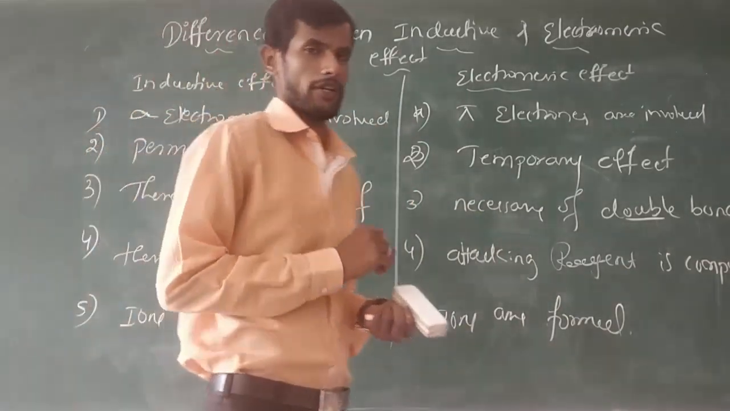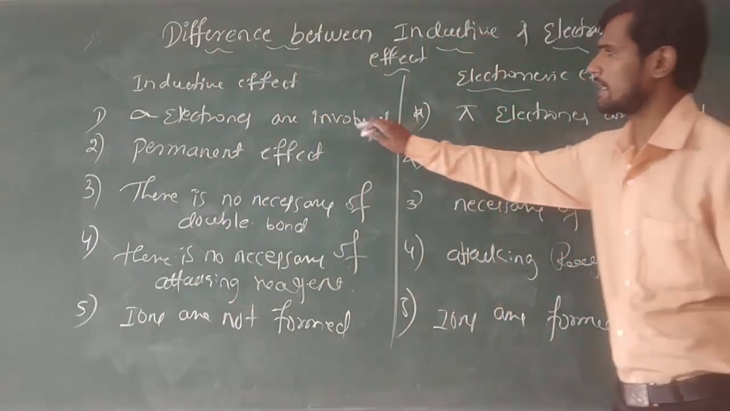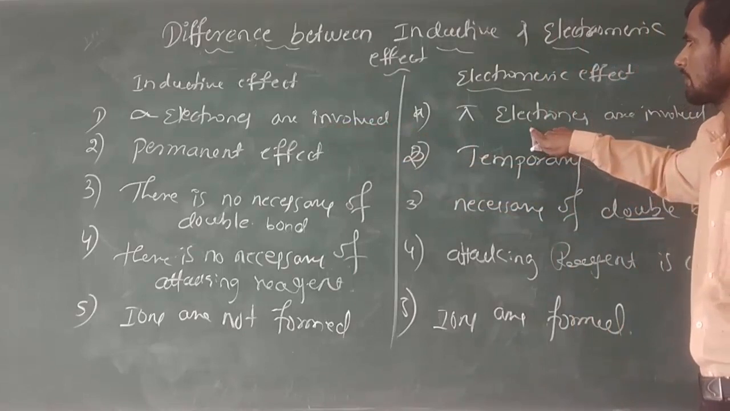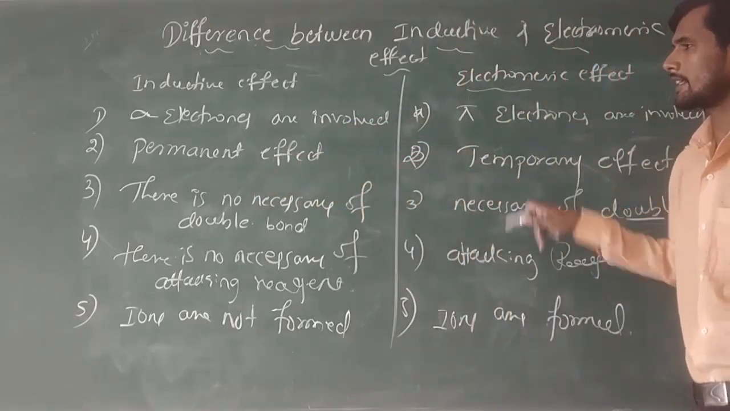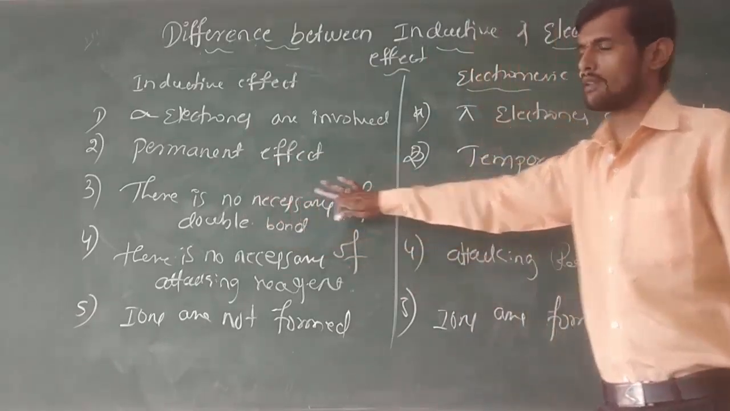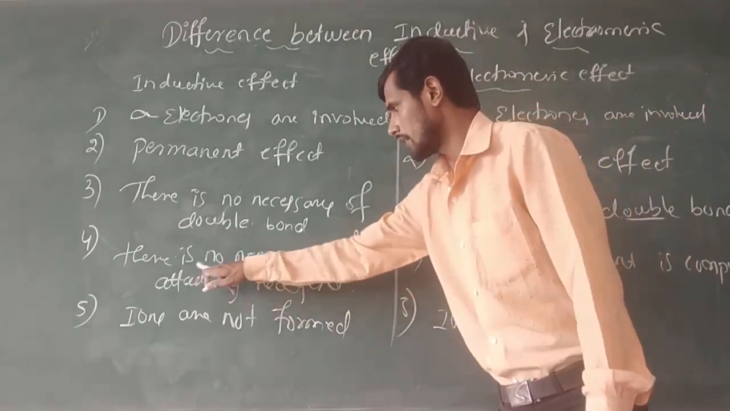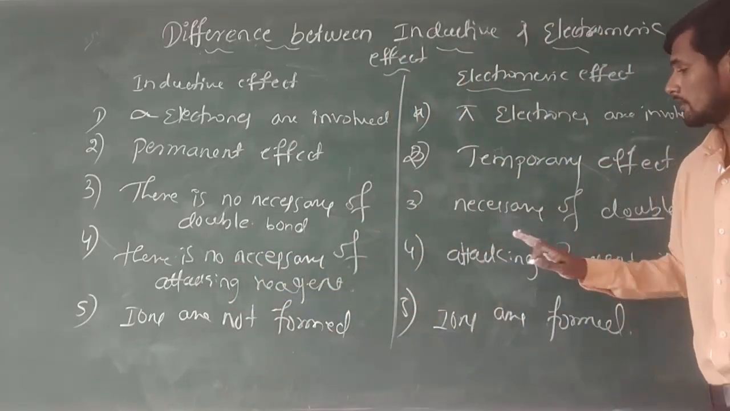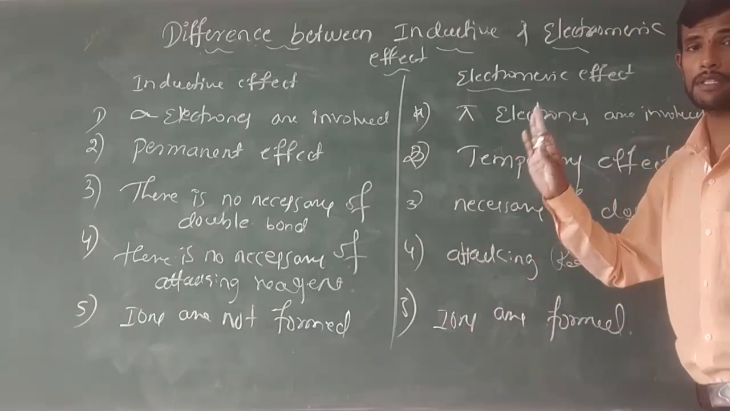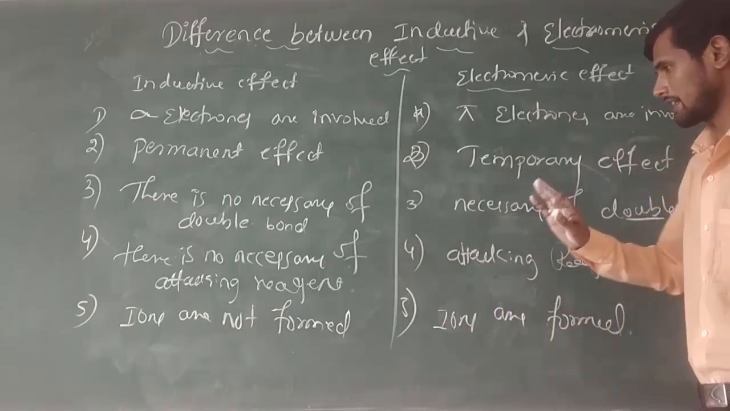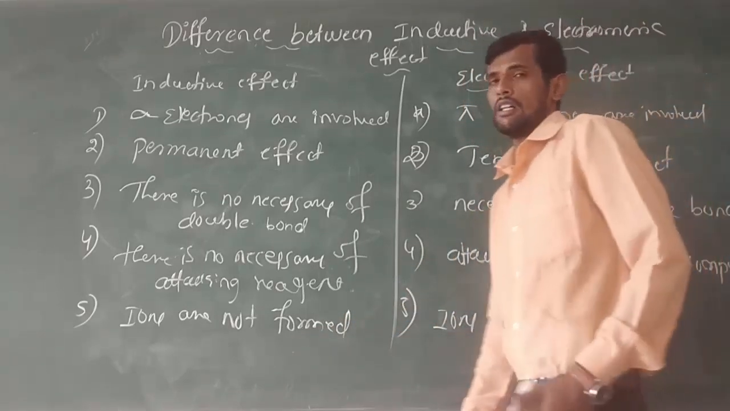Okay, remember these points. In the inductive effect, sigma electrons are involved, but in the electromagnetic effect, pi electrons are involved. This one is the permanent effect, and this one is the temporary effect. There is no necessity of a double bond in the inductive effect, but in the temporary effect multiple bonds are compulsory. There is no necessity of an attacking reagent in the inductive effect, but the electromagnetic effect takes place only in the presence of an attacking reagent. Ions are not formed in the inductive effect, but here ions are formed.